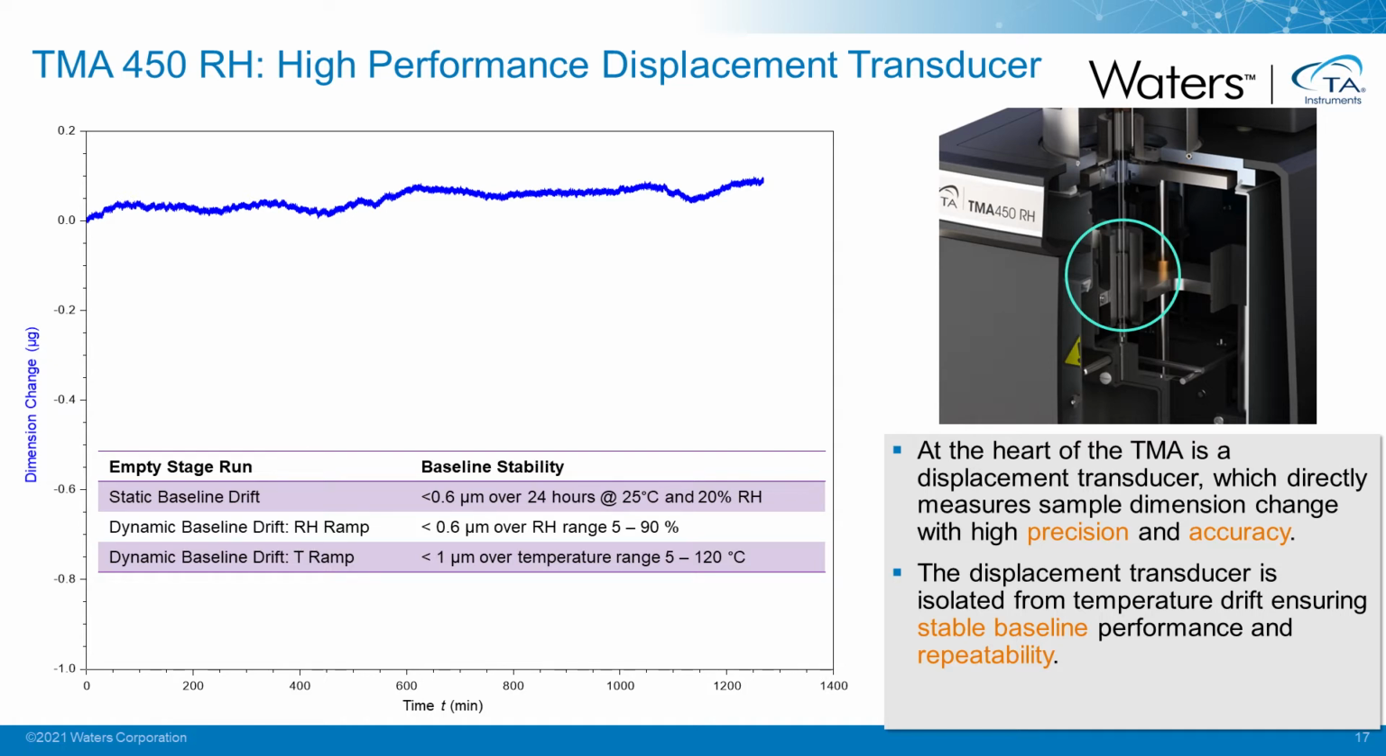The specification is 6/10 of a micrometer. Again, if you want to do RH ramping, that's 6/10 of a micrometer, or temperature ramping, it's less than a micrometer. And the cutaway here shows the interior of the system. So the force transducer and the displacement transducer here are the same high quality components that we use in our Discovery TMA 450.